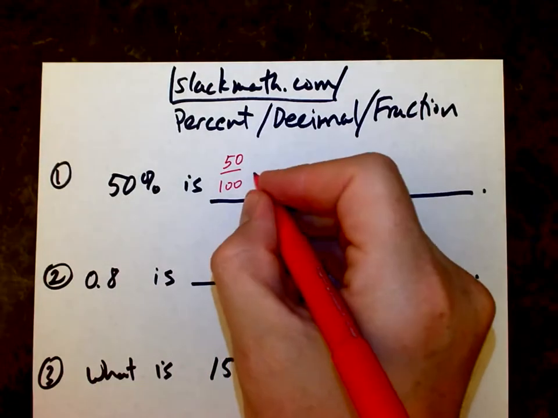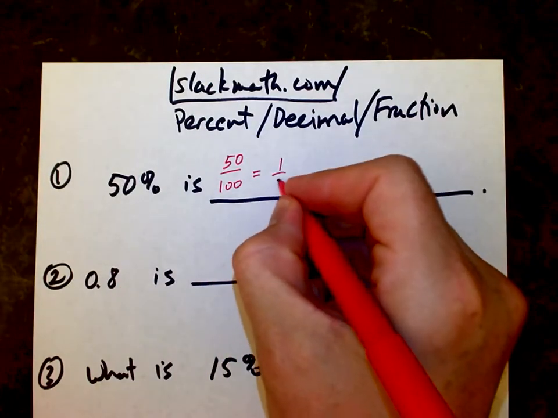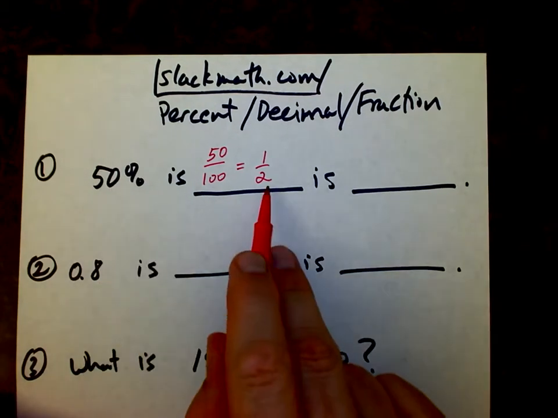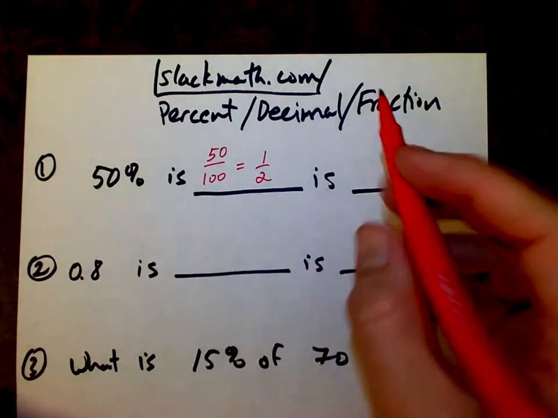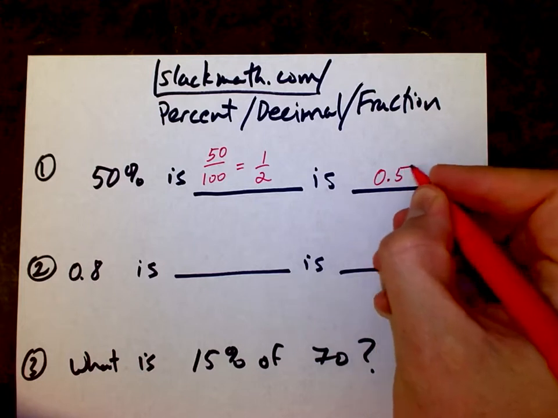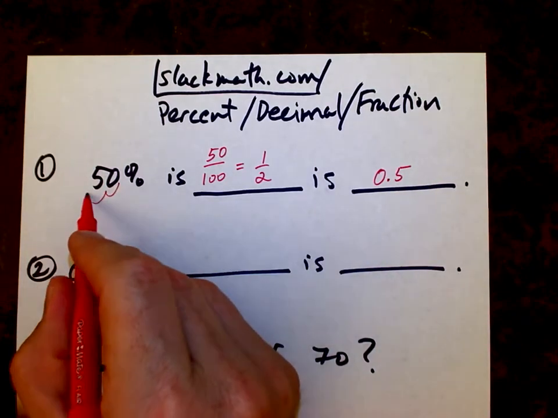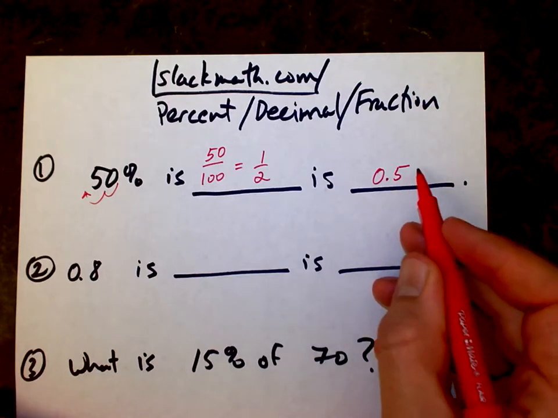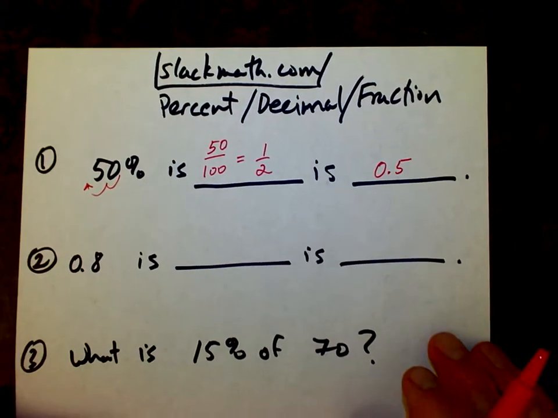Now, 50 divided by 100, we can reduce that as a fraction to 1/2. And a lot of you might be familiar with that. 50% is the same thing as saying 1/2, is the same thing as saying 0.5. In other words, if you move the decimal over 2 spaces, you get 0.50, which you can write as 0.5.